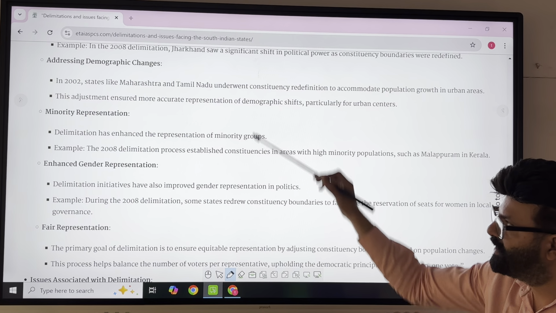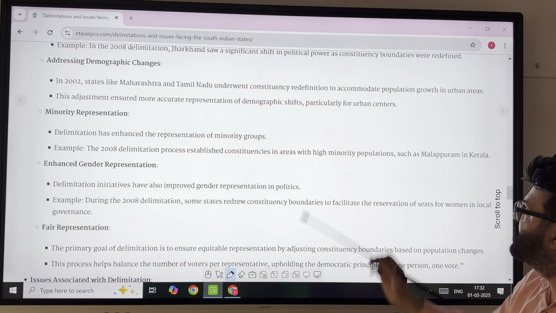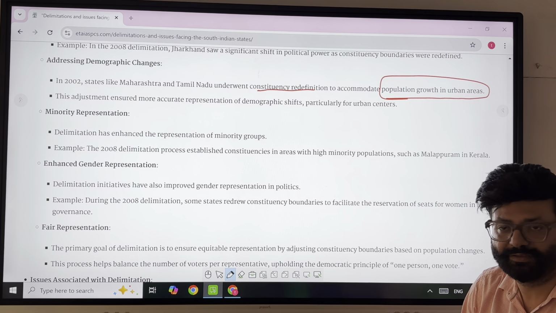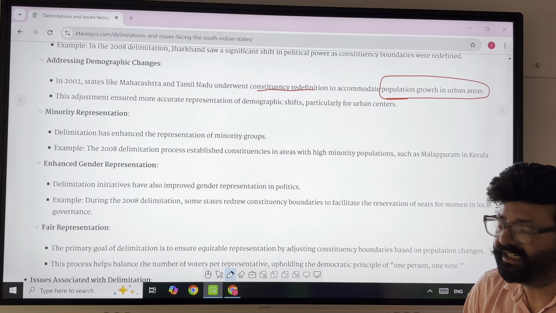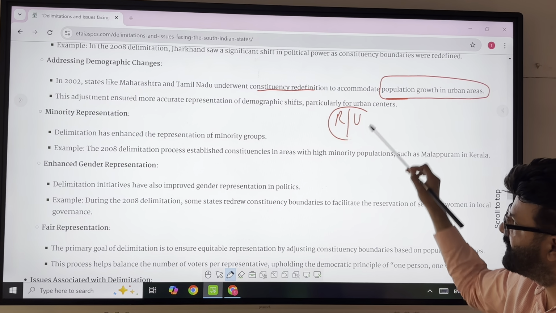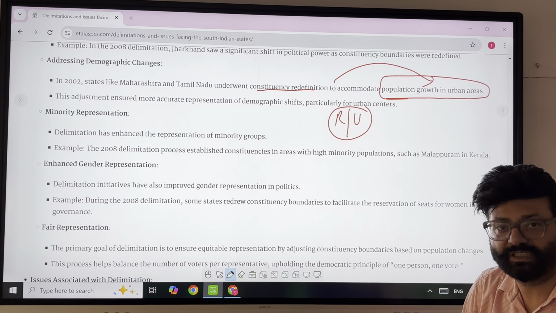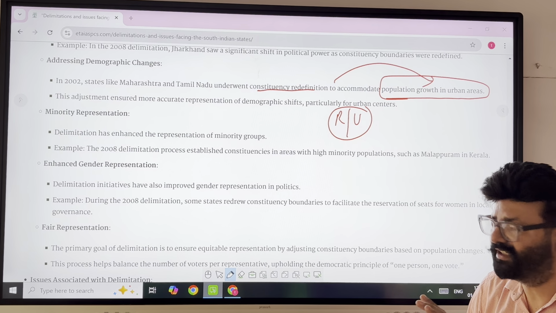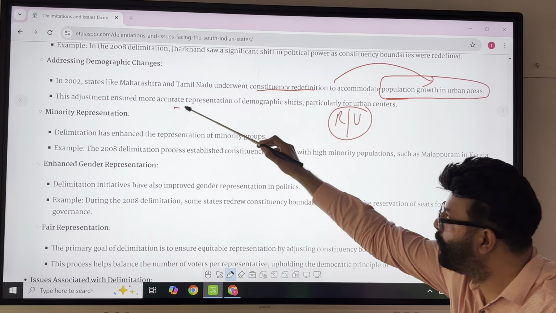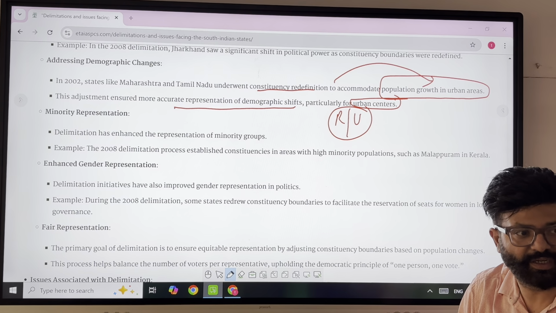Look, in 2002 states like Maharashtra and Tamil Nadu underwent constituency redefinition to accommodate population growth in urban areas. These states compared rural as well as urban areas, and they saw that population growth in urban areas was much more than that of rural areas. So that is how the division should be split. This adjustment ensured a more accurate representation of demographic shift, particularly for urban centers.